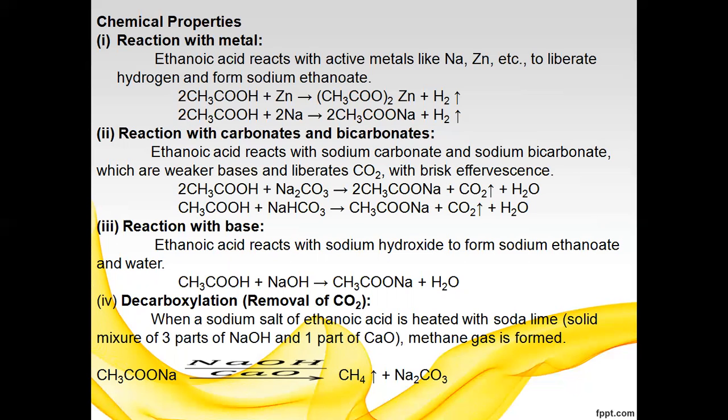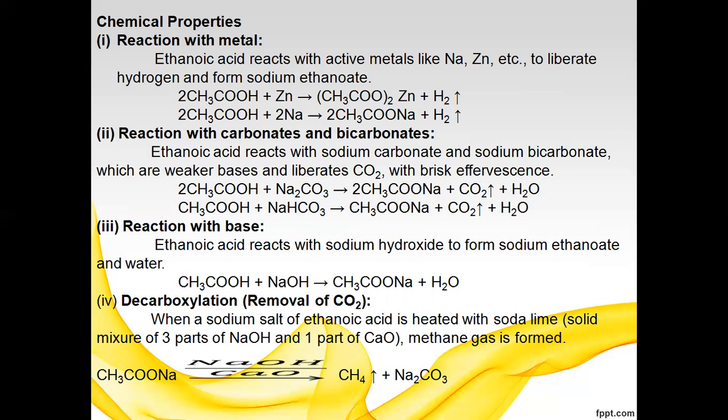For example, the equation: ethanoic acid 2CH3COOH combines with zinc to form zinc ethanoate, (CH3COO)2Zn, plus hydrogen gas H2, which is liberated. Next, ethanoic acid combines with sodium to form sodium ethanoate, 2CH3COONa, and hydrogen gas is liberated. So this is one of the chemical properties of ethanoic acid.